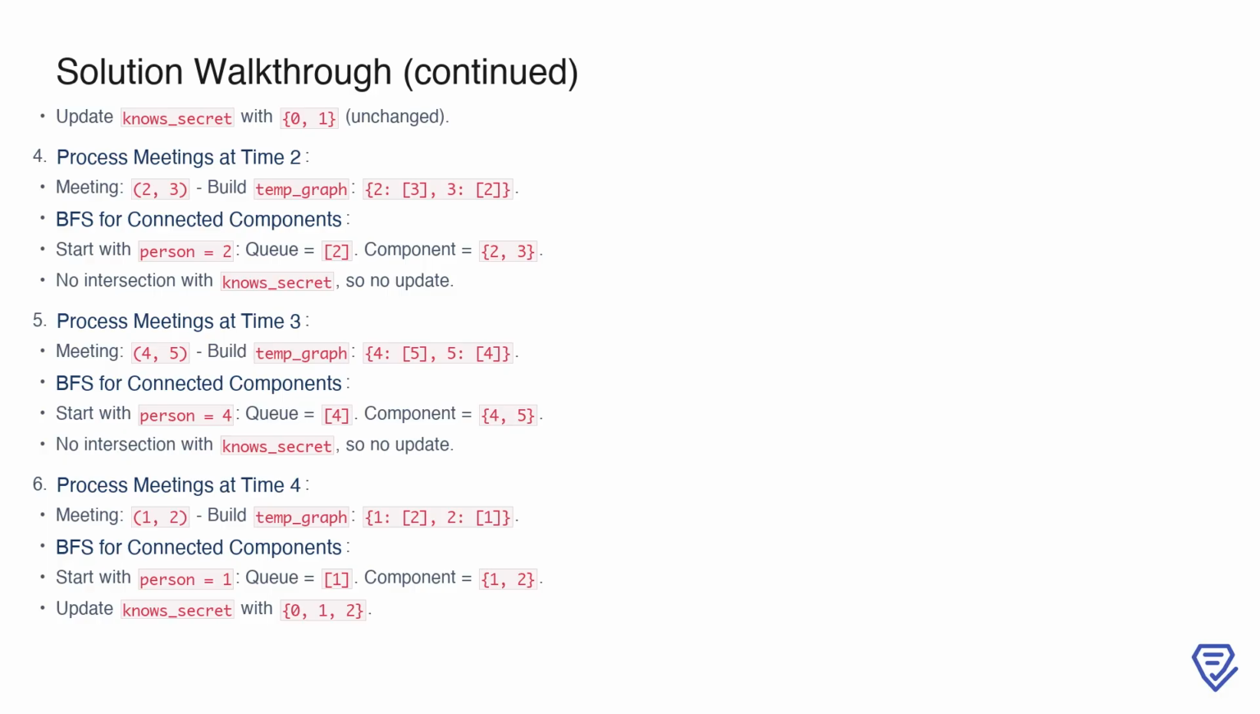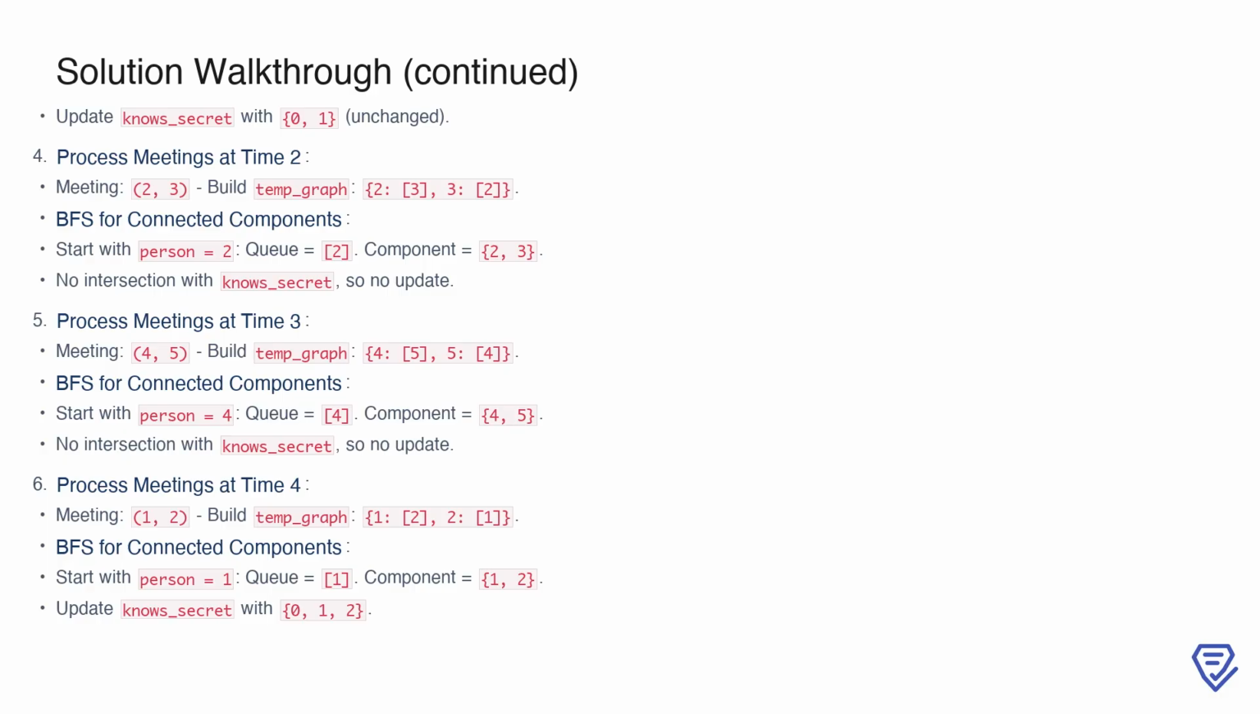The temporary graph for this meeting is 4, 5, 5, 4. BFS starting from person 4 identifies a connected component of persons 4 and 5, but again, there is no intersection with the knows_secret set, so no updates occur.